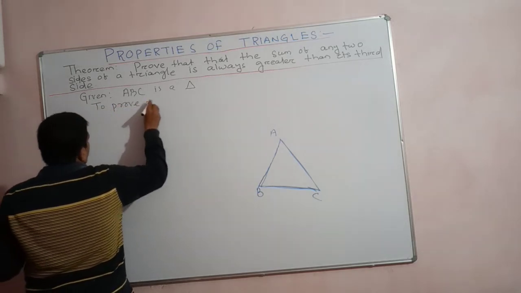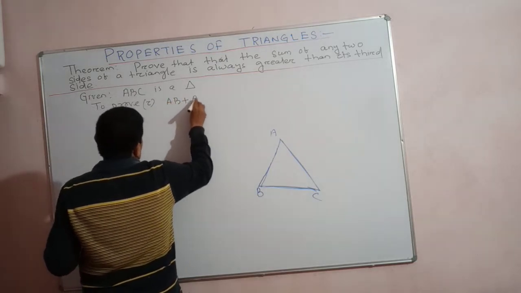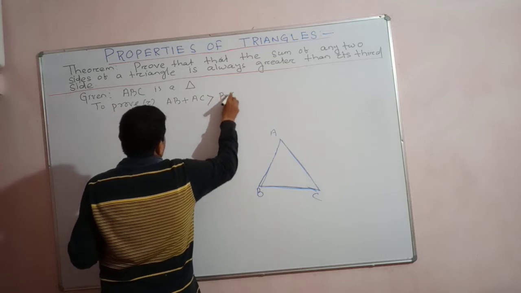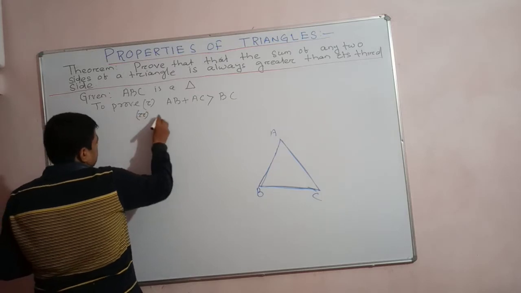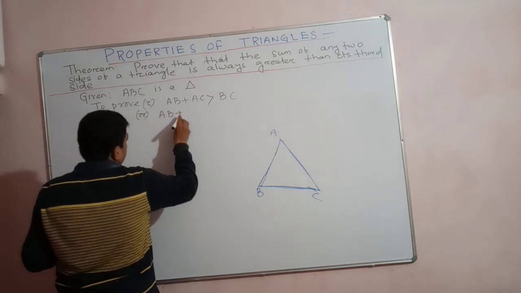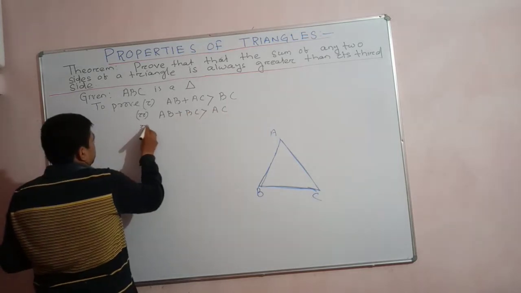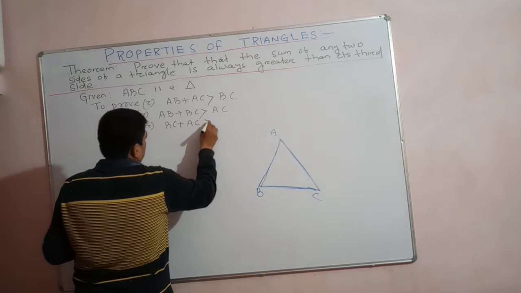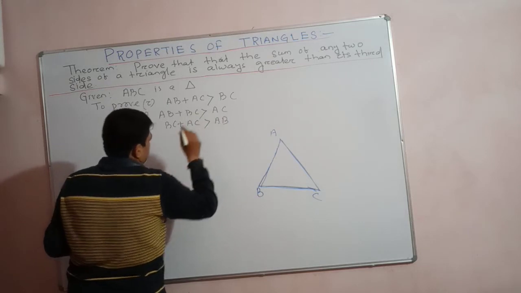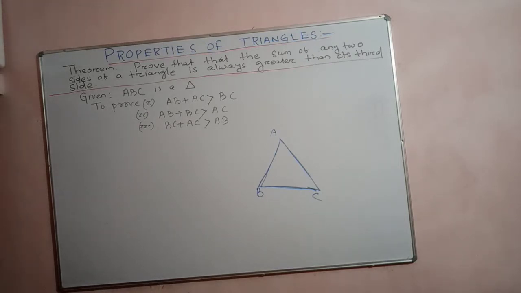What do we have to prove? First, AB plus AC must be greater than BC. Similarly, second, AB plus BC is greater than the third side AC. And third, BC plus AC must be greater than AB. So these three conditions should be satisfied. If any one of the conditions fails, then the property fails.